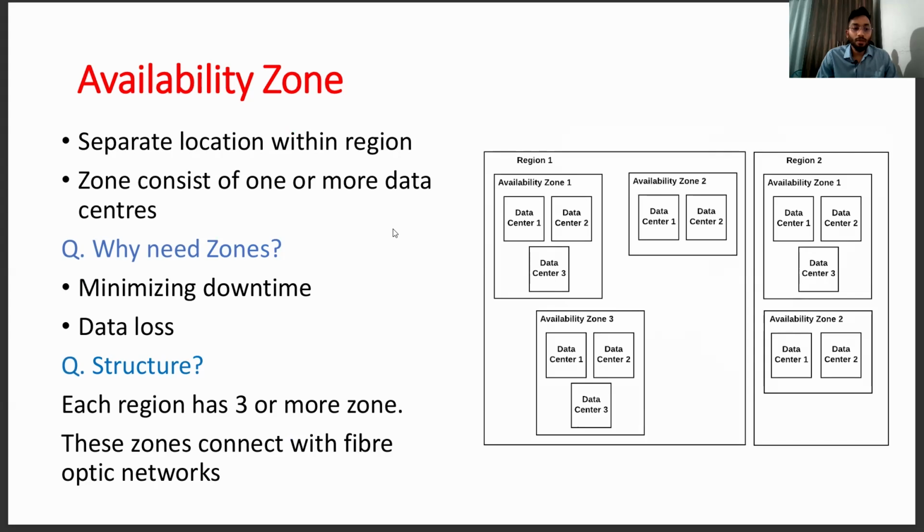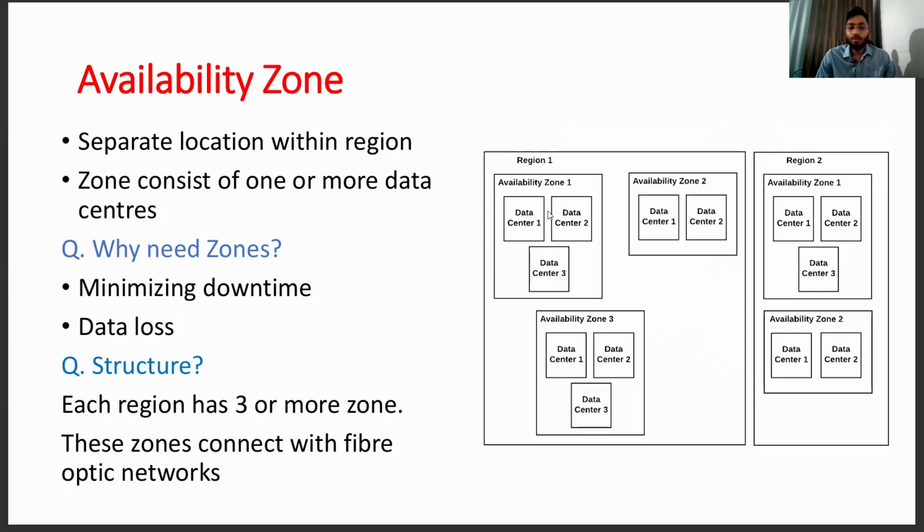What is an availability zone? It is a separate location within the region. And this availability zone can have one or more data centers. As I told you earlier, the file gets saved in data centers only. Let's understand India as a region, and India has three availability zones. Let's understand it like Delhi is a state, and that can be the first availability zone. Second is Mumbai. Third is Jaipur. And these three states can then have multiple data centers.